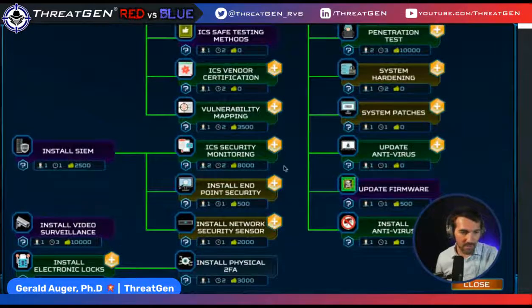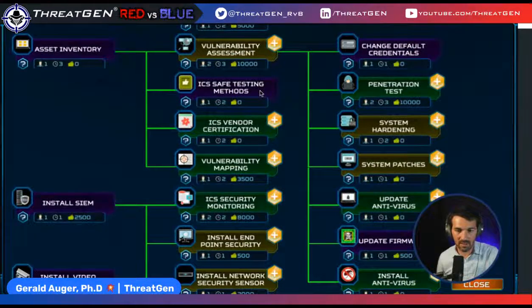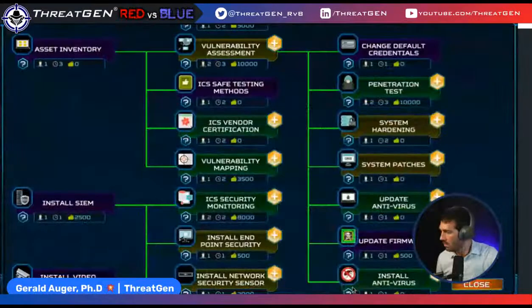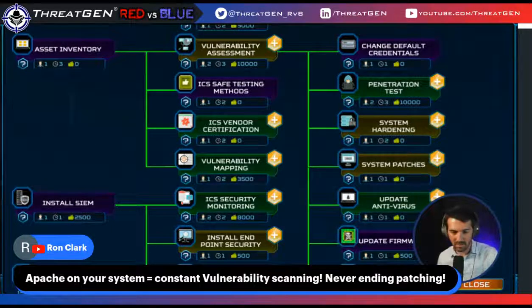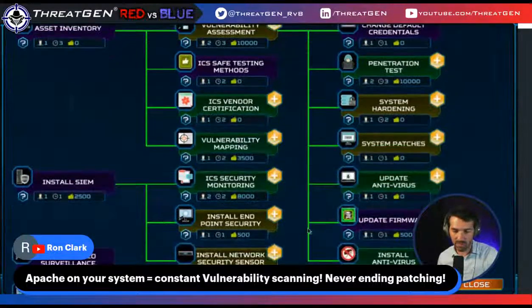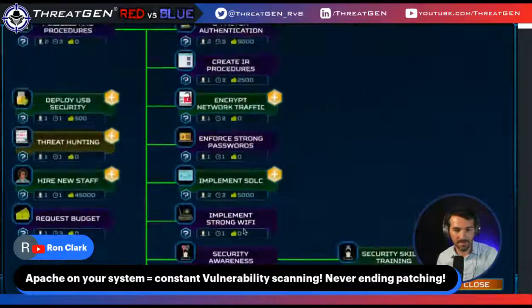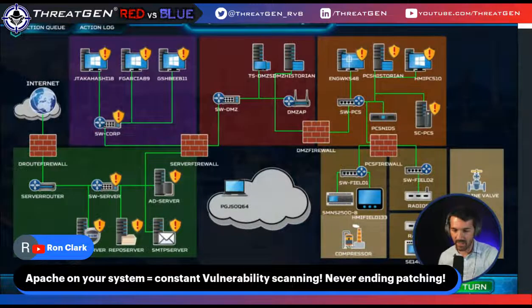Okay, guys, I'm going to do ICS vendor certification. No, I'm not. ICS safe testing. And then I'm going to do vulnerability assessment, which we've already done. Yes, exactly. Apache on your system. Constant vuln scans. Okay, so let's do. We asked for budget. Where's our money? I want our money. Is system backups like a full, like we just get them? Yes, we do.